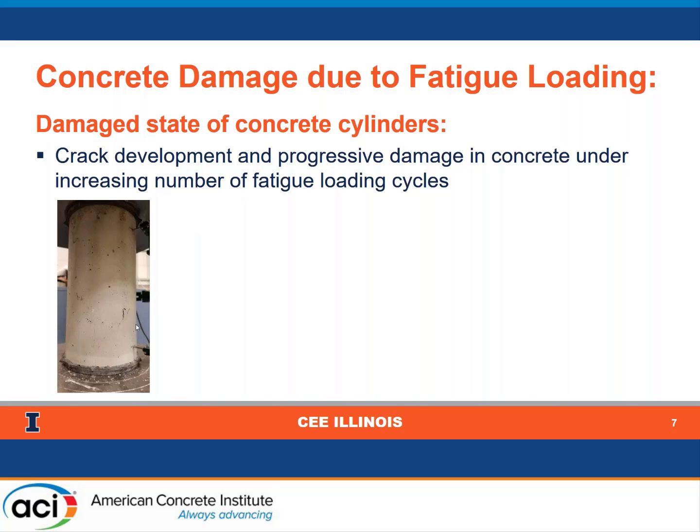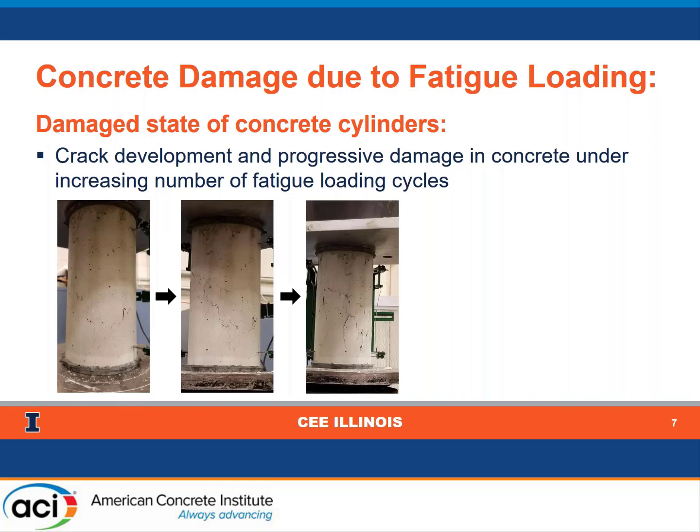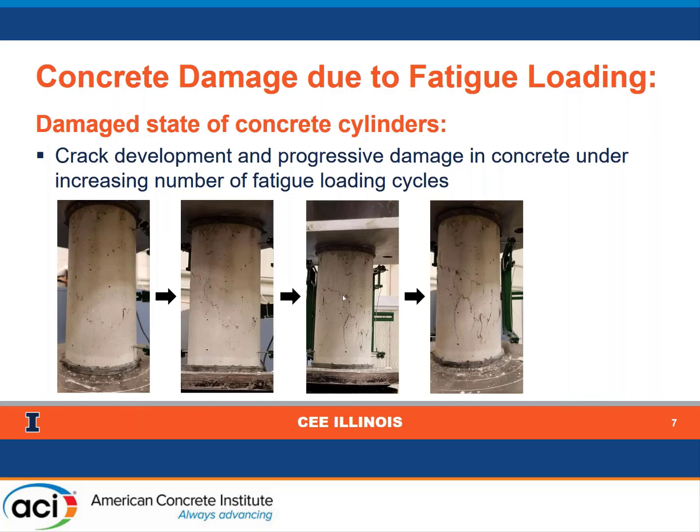So in this first figure here, this is roughly at around 60% of the failure number of cycles. We see these small surface cracks appearing on the surface of the cylinders, and with increasing loading, the cracks start connecting to one another, and then with further increase, they increase in length and in width. We can clearly see that they are much wider here, and there's some small spalling that is happening as well.